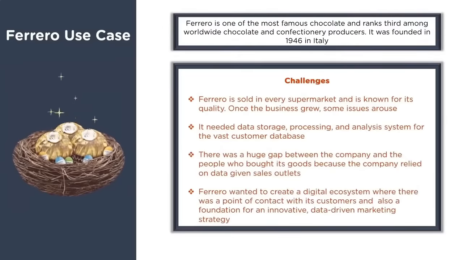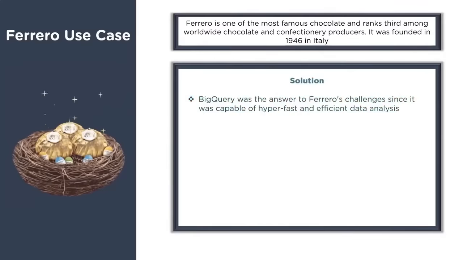Ferrero wanted to create a digital ecosystem where there was a point of contact with its customers and also a foundation for an innovative data-driven marketing strategy. What was the solution here? So one of the services of the Google Cloud Platform is BigQuery. And this was an answer to Ferrero's challenges since it was capable of hyper-fast and efficient data analysis as a solution. Now, as I mentioned, BigQuery is a data warehouse which allows you to store structured data.